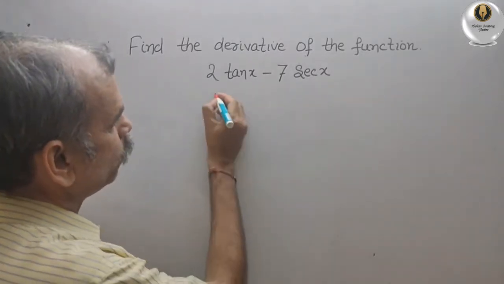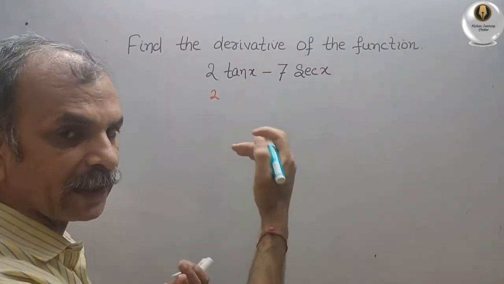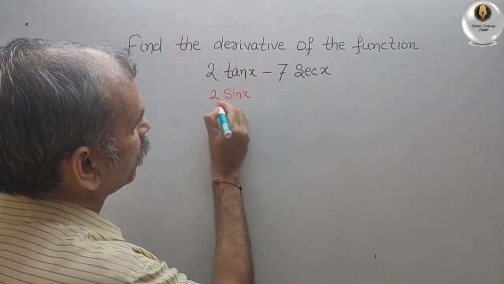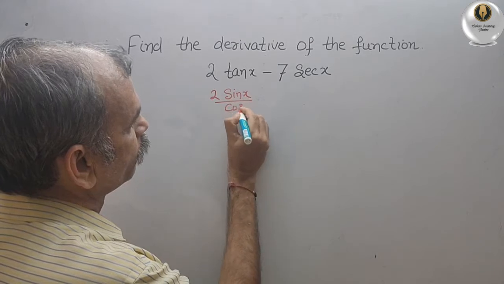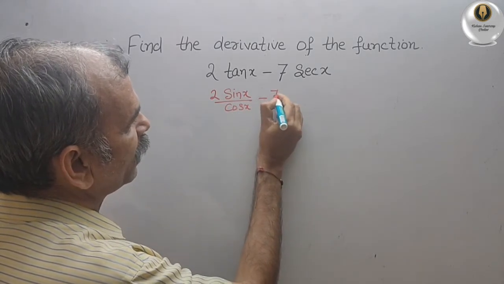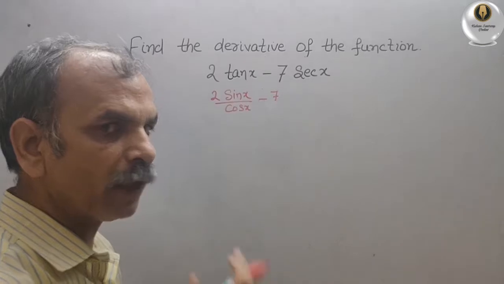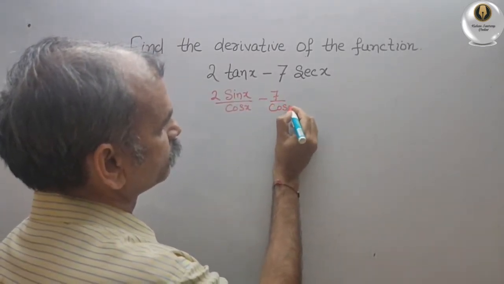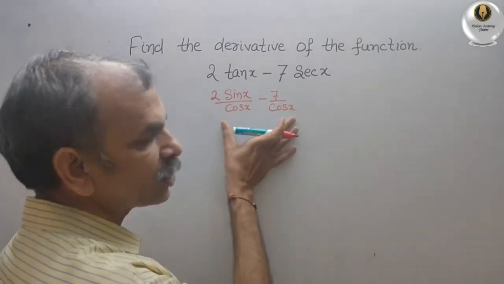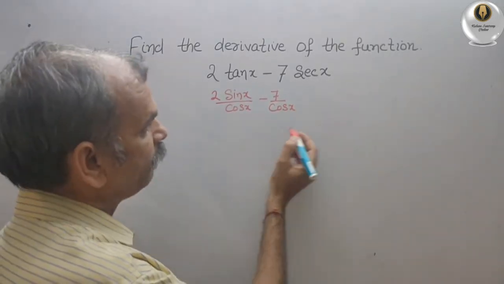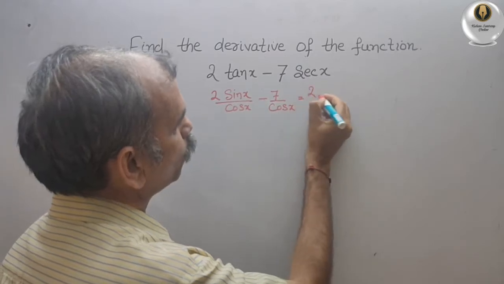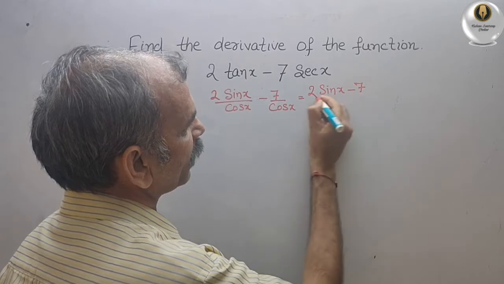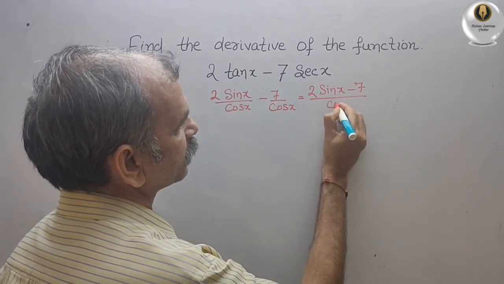We will get 2 tan x is sin x by cos x, minus 7. Now sec x is 1 by cos x, that means 7 by cos x. If you take the LCM of this, what will you get? We will get 2 sin x minus 7 by cos x.